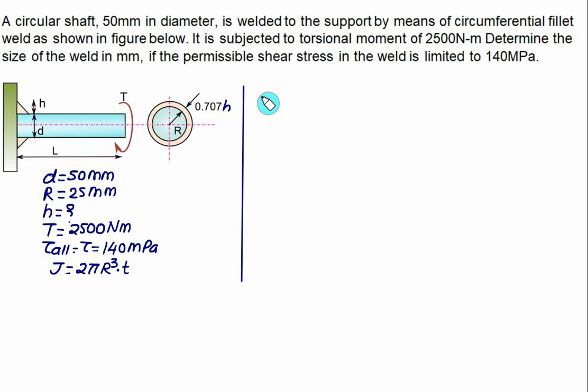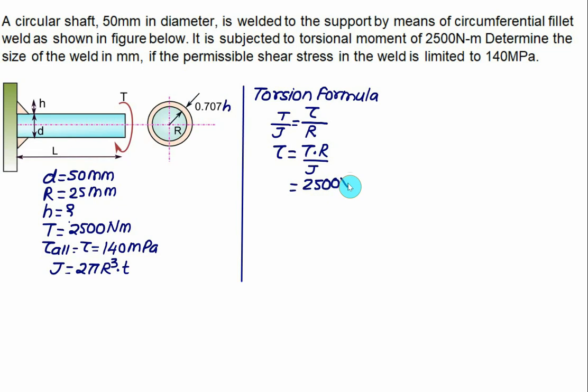If we use the torsion formula, which is given as torque divided by polar moment of inertia equals tau, the maximum value of the shear stress, divided by capital R. The maximum value of the shear stress will be at the outer fiber. So in this case tau is equal to torque multiplied by R divided by J. Torque you have to take in Newton mm, so 2500 Newton meter, multiplied by 10 to the power 3. Radius we have is 25, divided by the polar moment of inertia, 2 into pi into r cube, where r cube is 25 cube.